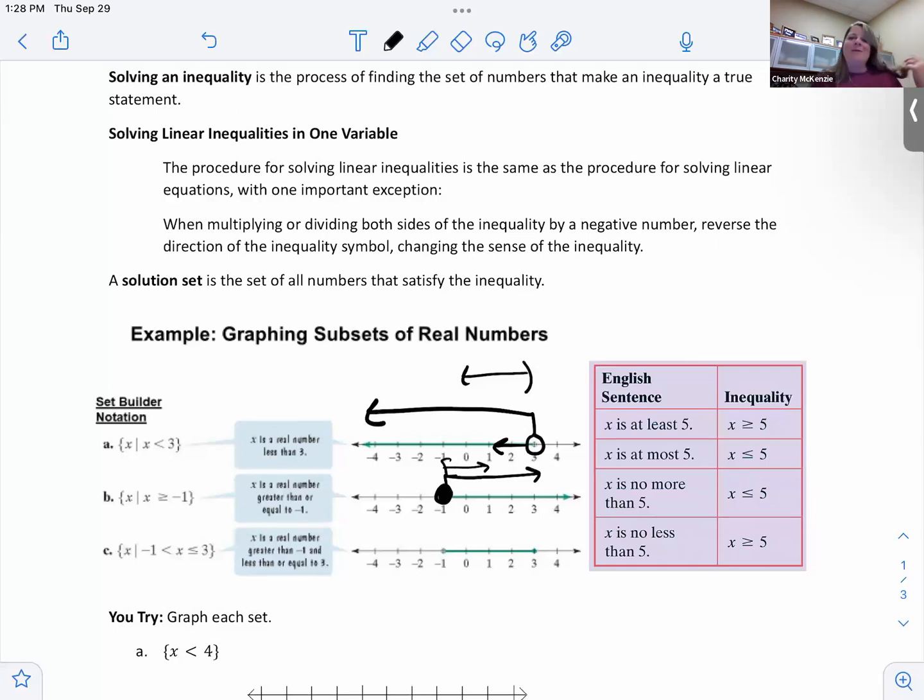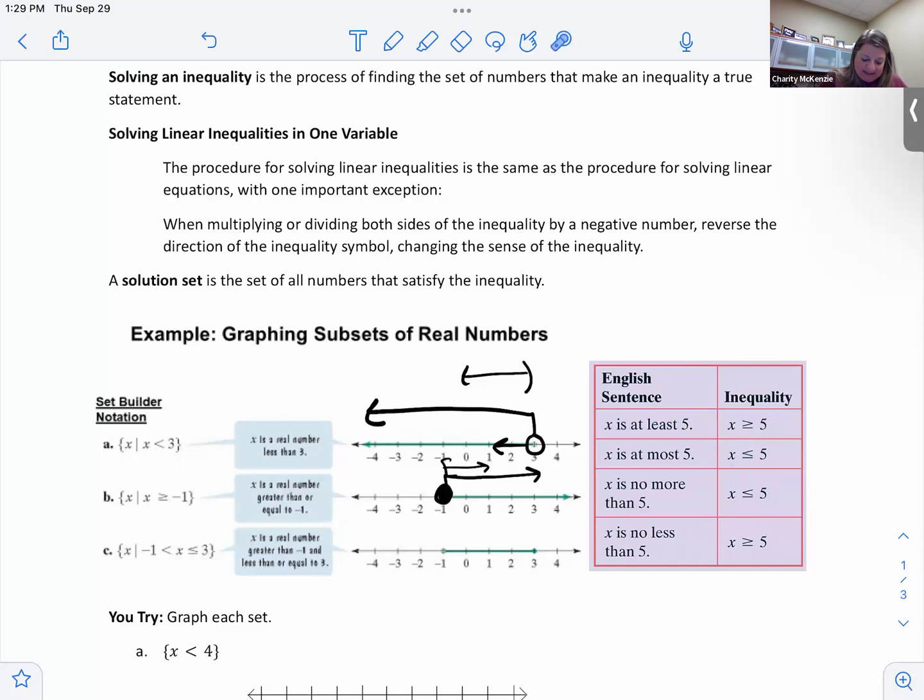Round bracket. And why would we use those symbols instead of open and closed dot? What can you type on, not a calculator, but on a computer? Can you type an open dot? No. Can you type a round parenthesis? Yes. Could you type a square parenthesis? Yes. So that's where that idea comes from.